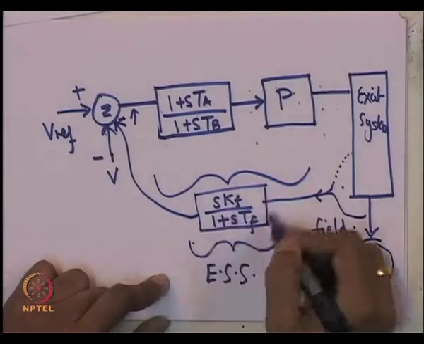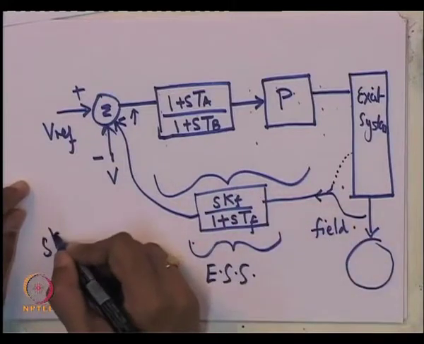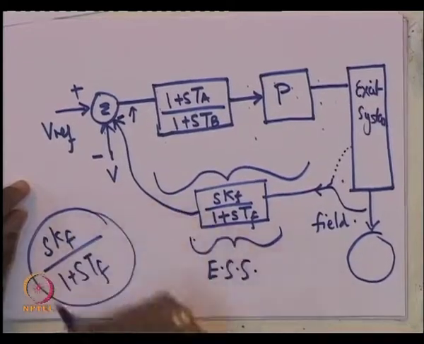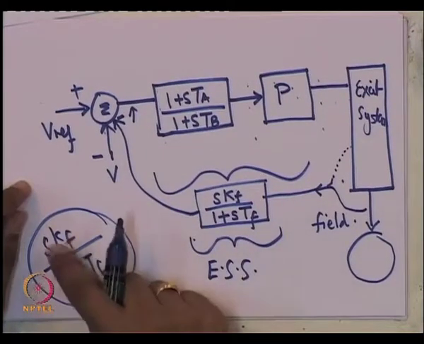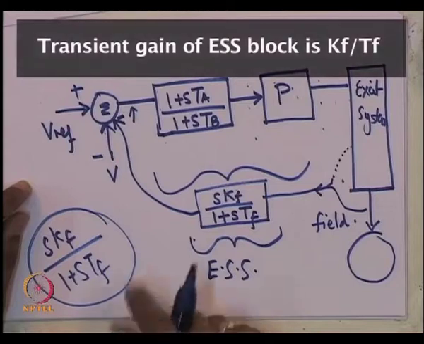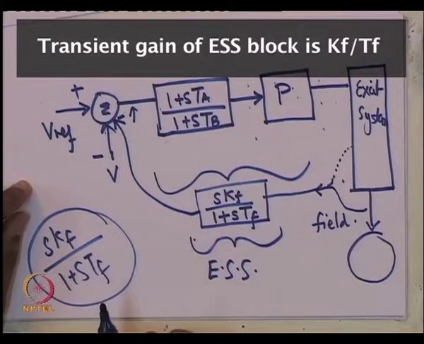Remember, it has got a transfer function which is sKf upon 1 plus sTf. So, this is essentially like a washout block, okay, with a slightly different gain, of course. The steady state gain of this would be Kf. Okay. So, the transient gain would be Kf and the steady state gain is 0.